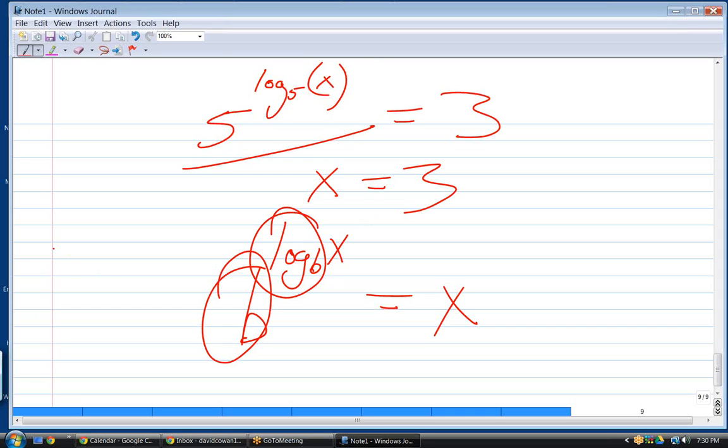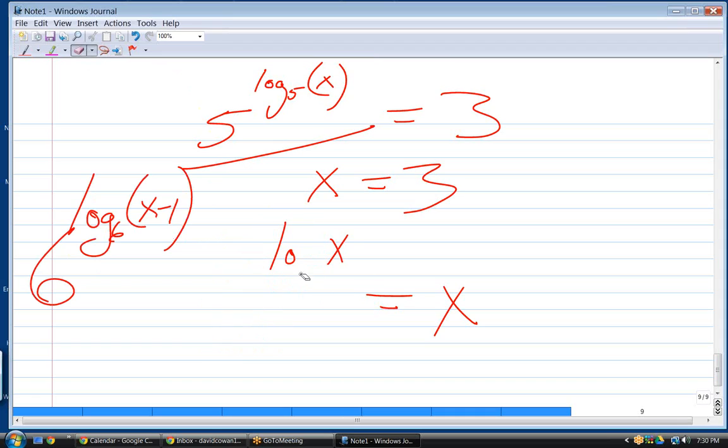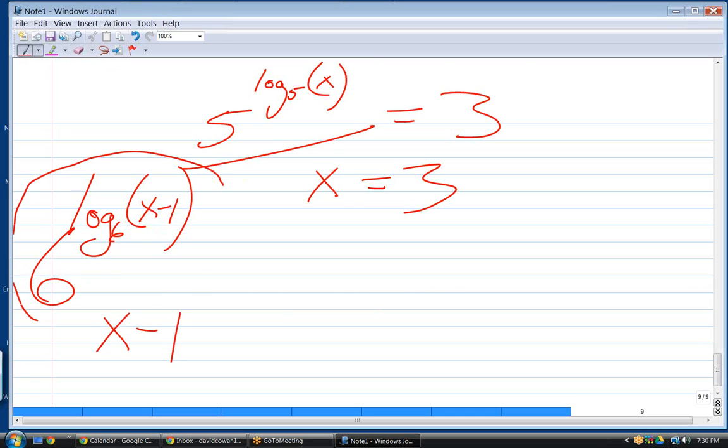And it would be the same if I said 6 to the log base 6 of x minus 1. That whole expression is equal to x minus 1. In other words, whenever you have b raised to the log base b of some argument, it's always equal to the argument.